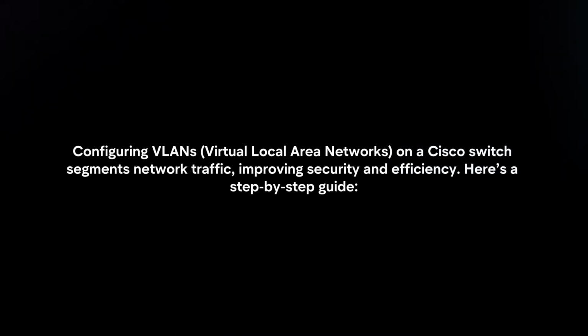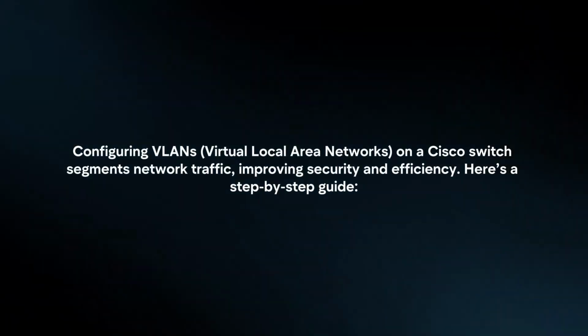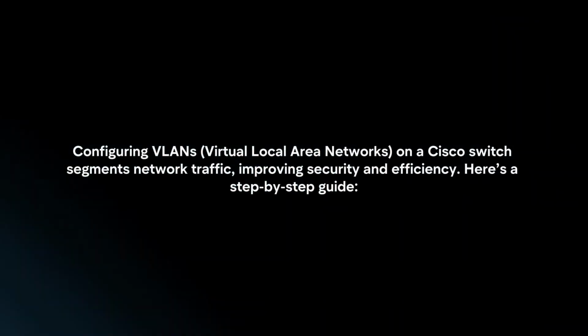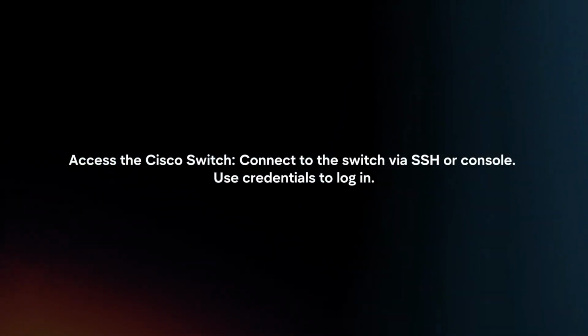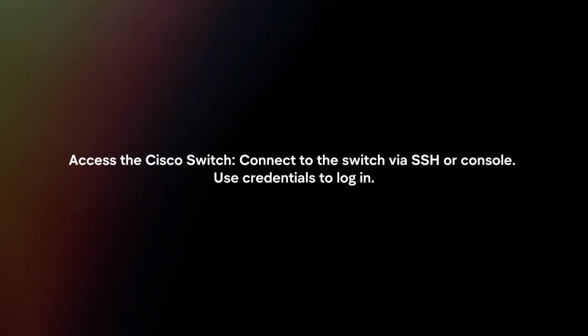Configuring VLANs on a Cisco switch segments network traffic, improving security and efficiency. Here's a step-by-step guide. Access the Cisco switch. Connect to the switch via SSH or console. Use credentials to log in.